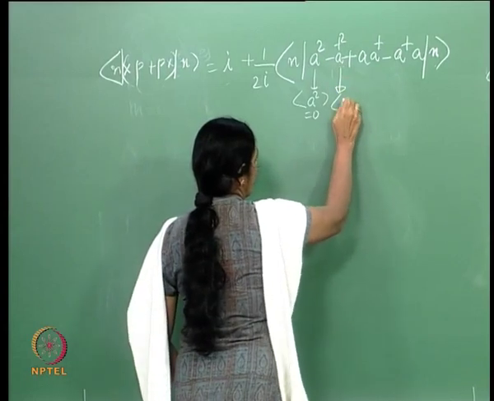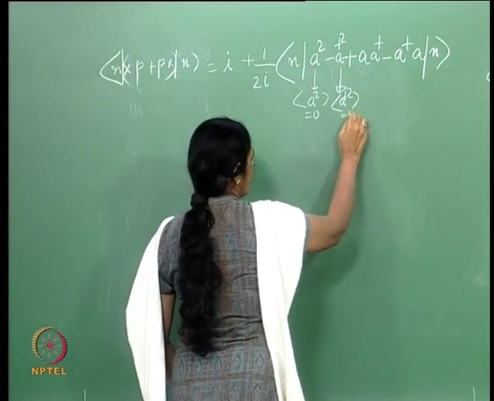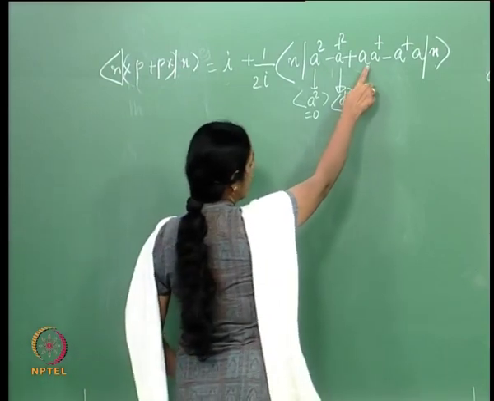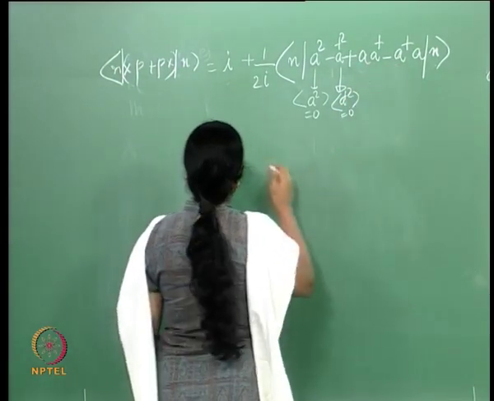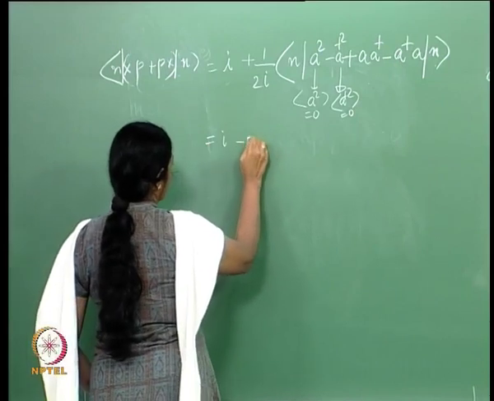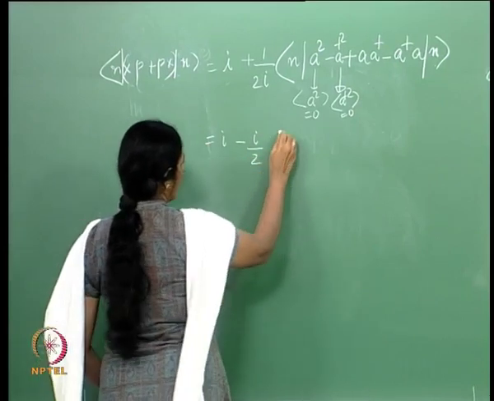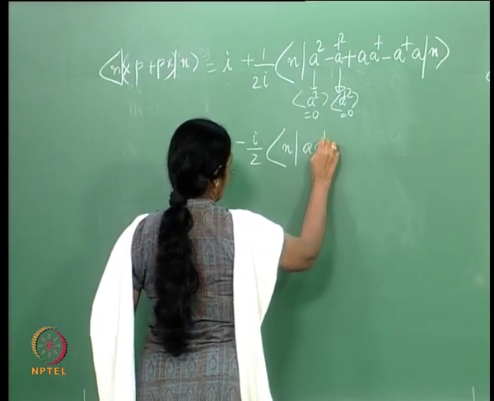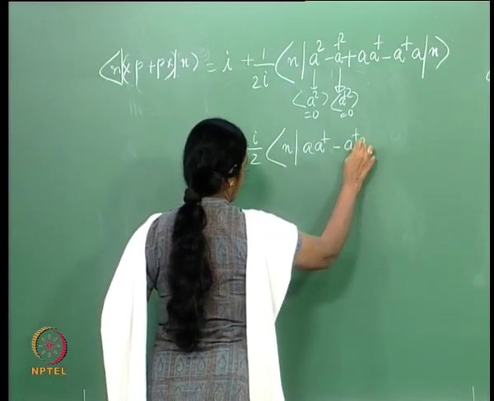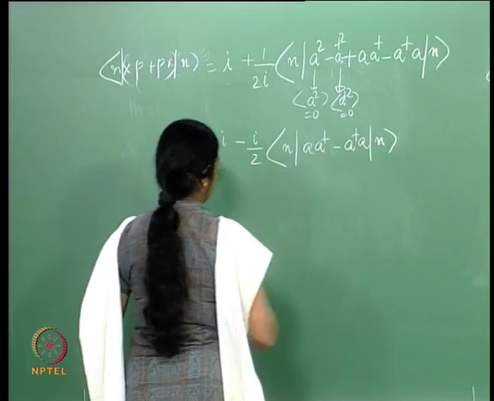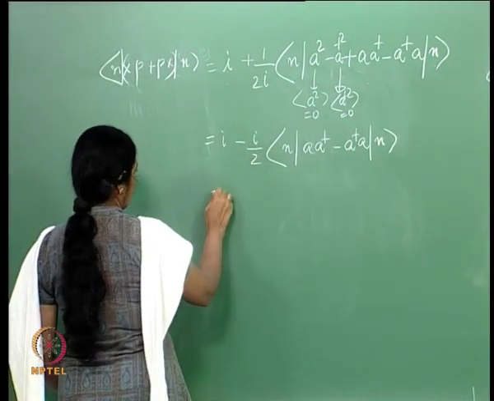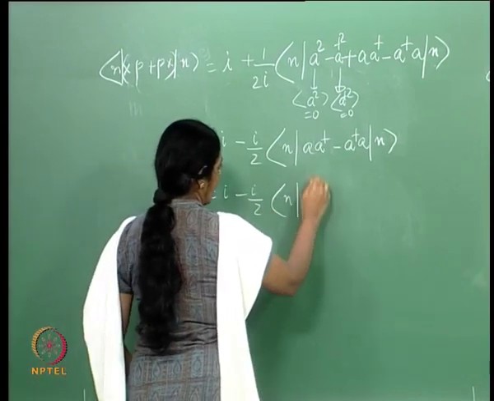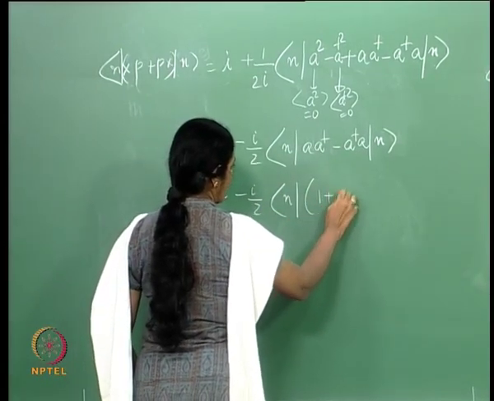Similarly, A dagger squared's expectation value is 0. What I would be left with would be objects like this. So, this is I minus I by 2 expectation value of n A dagger minus A dagger A n. But I can always use the fact that A A dagger is 1 plus A dagger A.